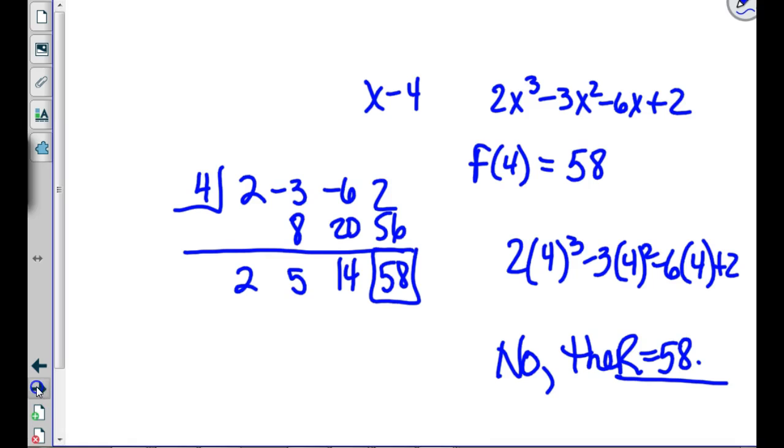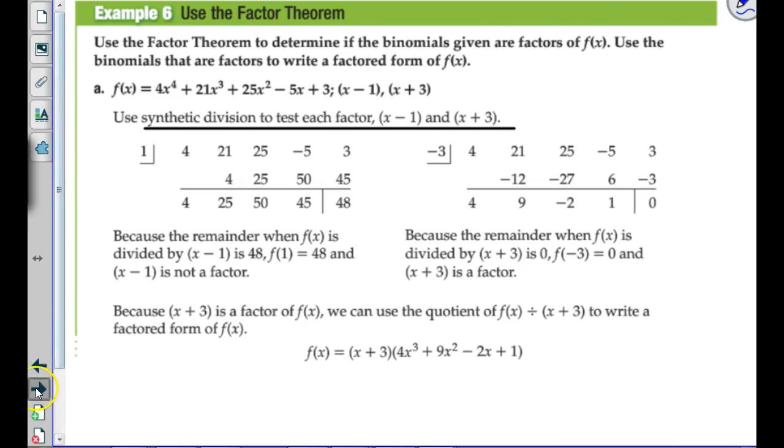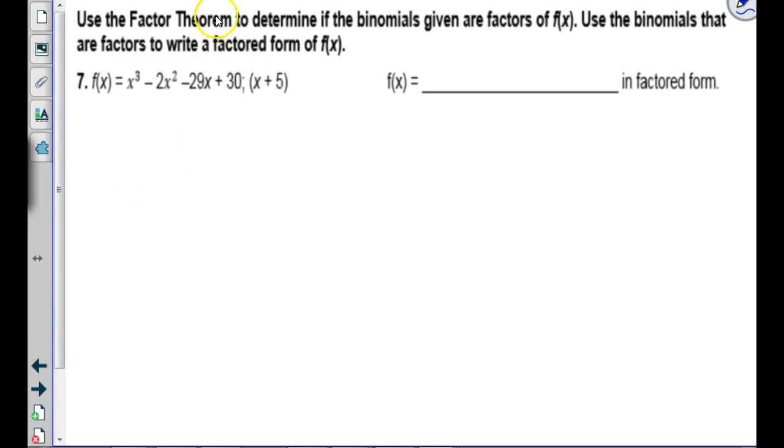All right, now we'll talk about 7. Use the factor theorem to determine if the binomials given are factors. Use the binomials that are factors to write a factored form. So this one only gives us one binomial, x plus 5. Okay, do you want to use synthetic division or substitution? Does it say?